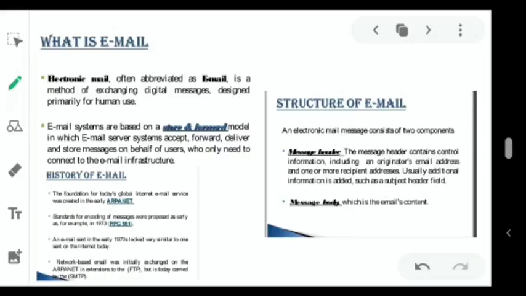Now let's discuss the structure of the email. There are two main components of an email. Number one is the message header. The message header contains the control information, including the originator's email address, one or more recipient addresses, and usually additional information like subject header, etc. Another one is the message body. These two are the main components.